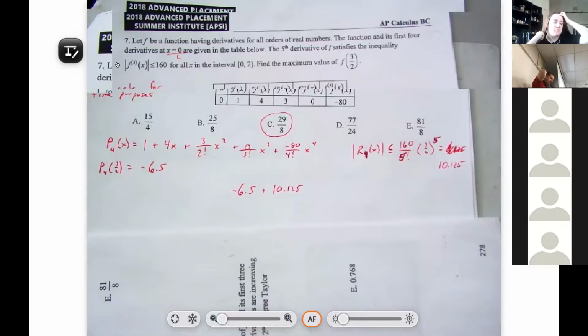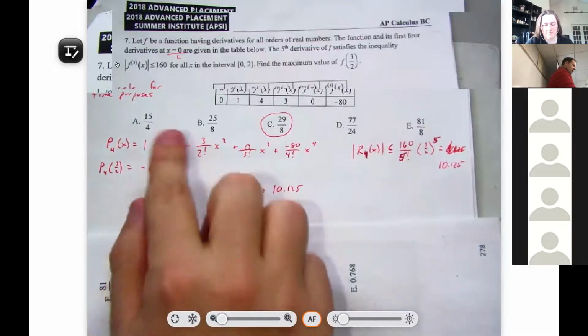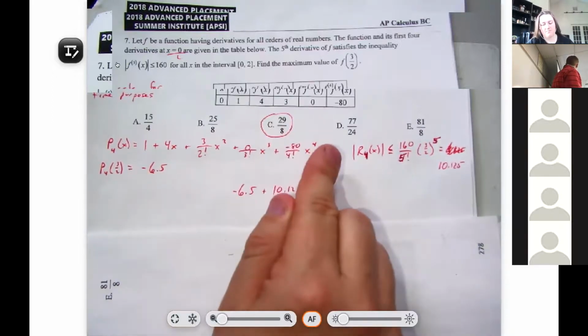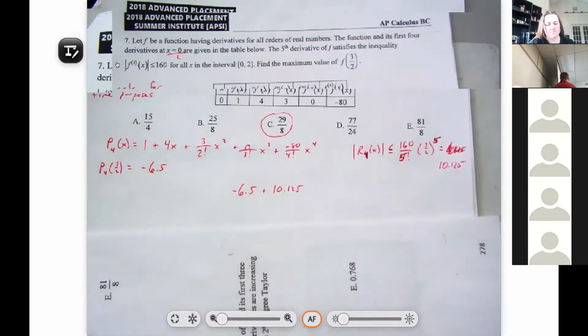The only reason I could see it being non-calc, I don't know if it was or not, is because all the answer choices are fractions. A lot of times if it's calculator, they'll have them be decimals, but I don't know. That makes sense?